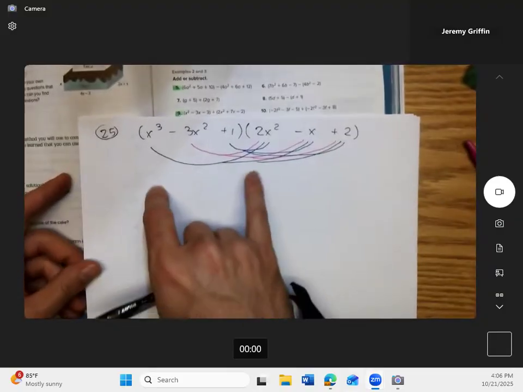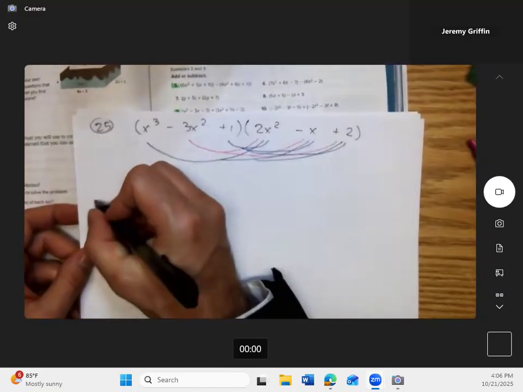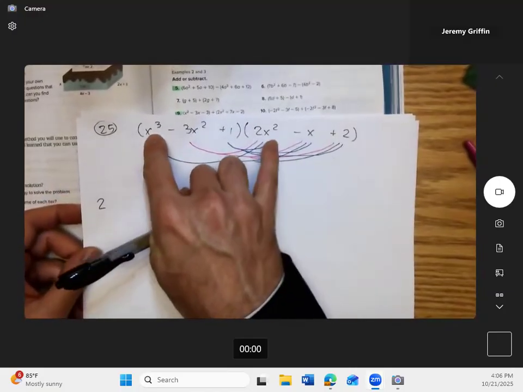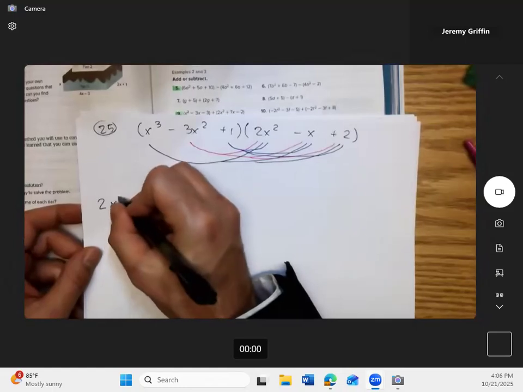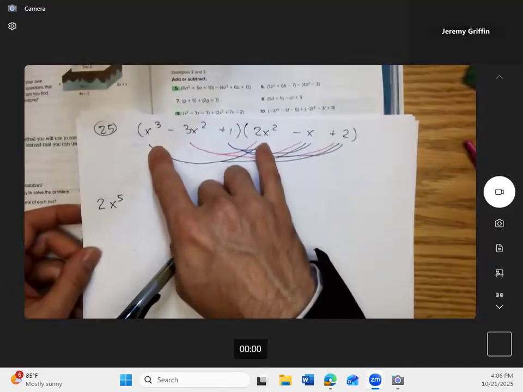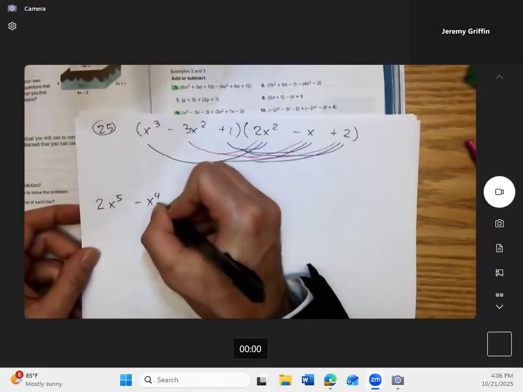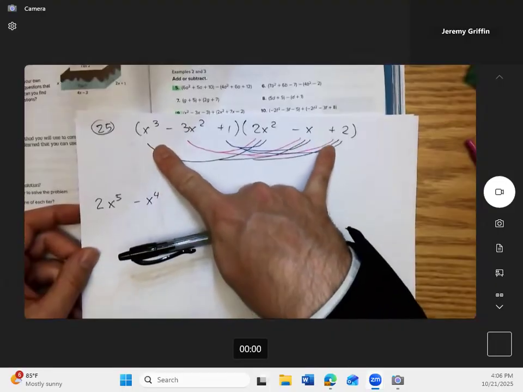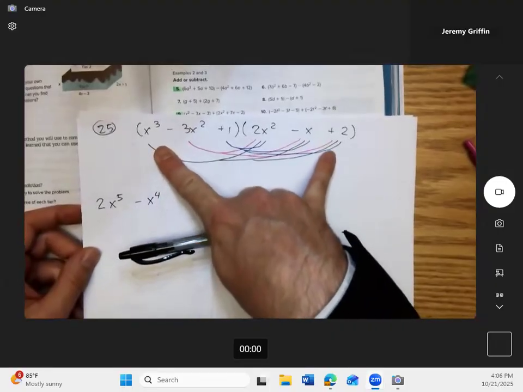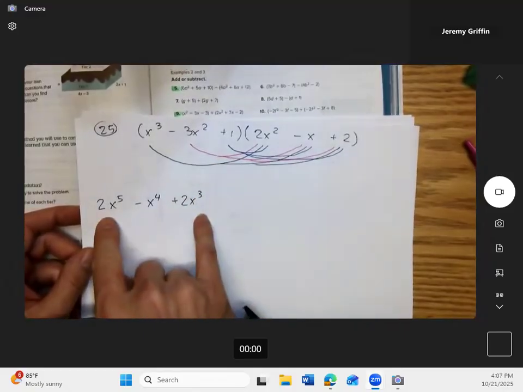You're going to see. So x cubed times 2x squared. Well, there's a 2, and then x's, I have 1, 2, 3, 4, 5. So 2x to the 5. Right, there's my first term out of 9. Next one, x cubed times negative x, that's negative x to the 4. Next one, x to the 3 times 2, that's plus 2x to the 3. So there's 3 terms right there.